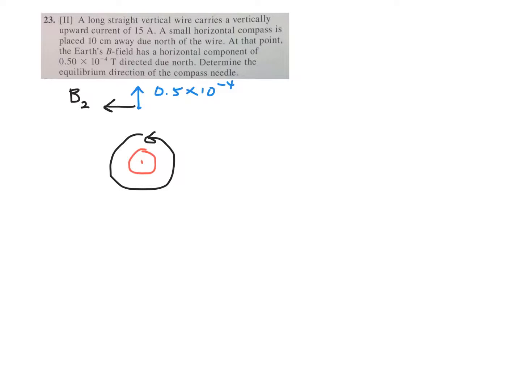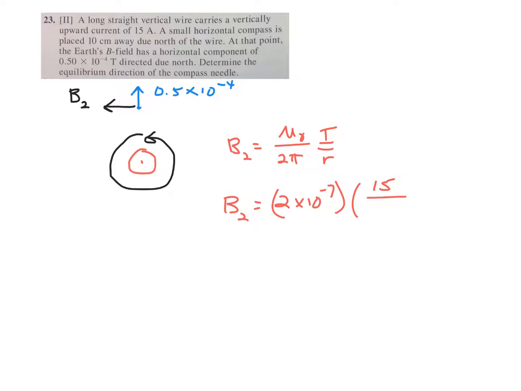And then B sub 1 would be the Earth's magnetic field. So we have to add those two vectors. It's pretty easy to add two vectors that are at right angles because you can Pythagorize it. But bottom line, B sub 2 is mu 0 over 2 pi times I over R. So B sub 2 is 2 times 10 to the negative 7th times the current in the wire, 15 amps, divided by the distance from the wire, once again in meters, 0.10 meters. So do that calculation, and I'll give you B sub 2.